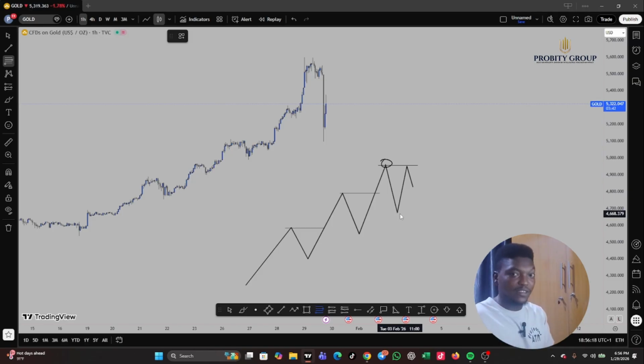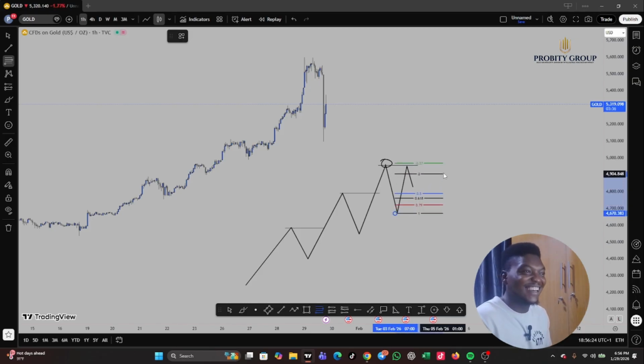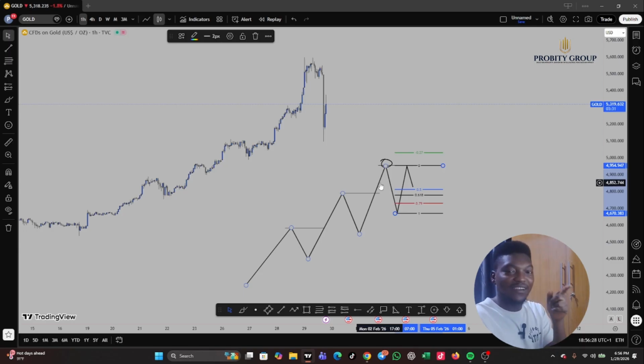I know you are learning something, right? You are learning fast. If you use Fibonacci in this kind of scenario, it will always fail. Only a few times will it work. Why? Because price has shown you that it fails to break a structural high.